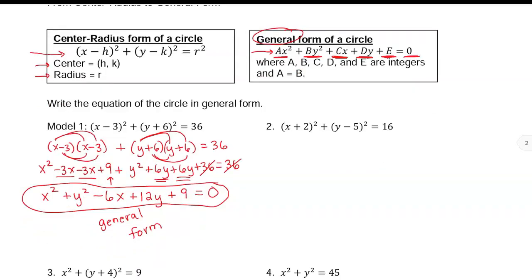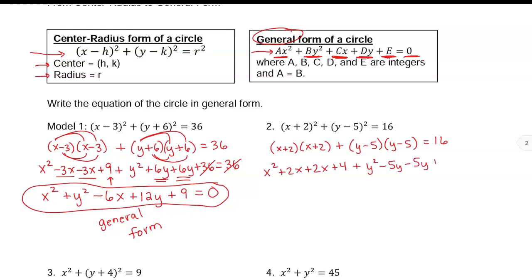I'll do another one. I'll do number 2. I'm going to multiply x plus 2 times x plus 2. And then after that, I'll multiply y minus 5 times y minus 5. So that's FOIL. I'm going to do x times x, x times 2, 2 times x, and 2 times 2. You should be getting 4 multiplyings every time. Y squared minus 5y minus 5y plus 25.